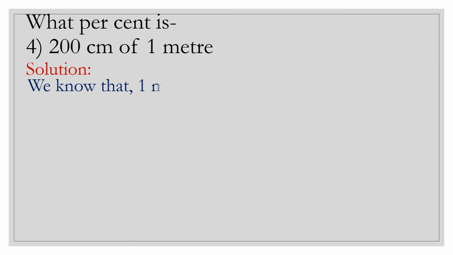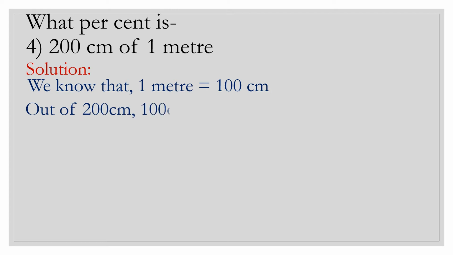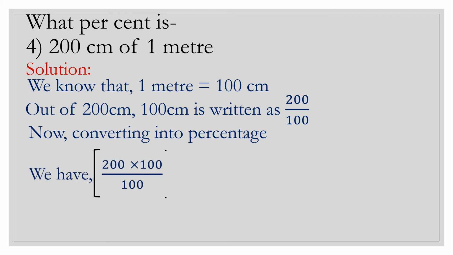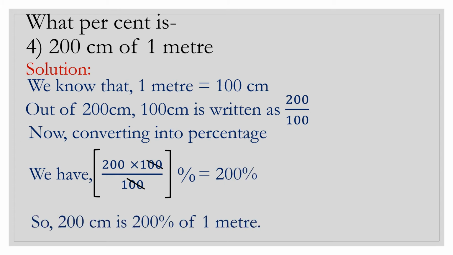As we know that 1 meter is equal to 100 centimeter. Out of 100 centimeter, 200 centimeter is written as 200 upon 100. Now converting into percentage, multiply the fraction by 100 and put the percentage symbol. So write down 200 upon 100 multiply by 100 in bracket and put the percentage symbol. Now simplify. Cut 2 0 by 2 0. Now we have 200%. So 200 centimeter is 200% of 1 meter.